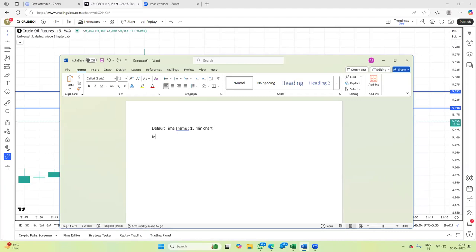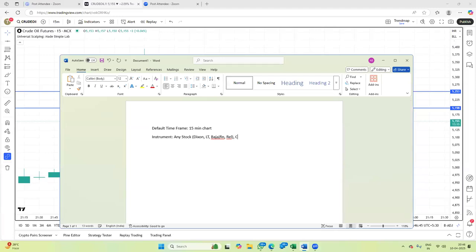Next thing is the instrument. You can trade any stock, but my preferred stocks are Dixon, LT, Bajaj Finance, and Reliance. These four are my preferred. It's not necessary that you take these. If you want to test or start, then start with these four, and you can trade any stock.